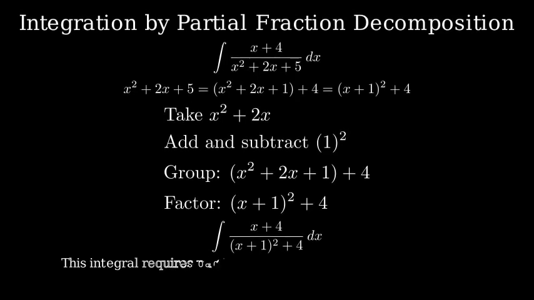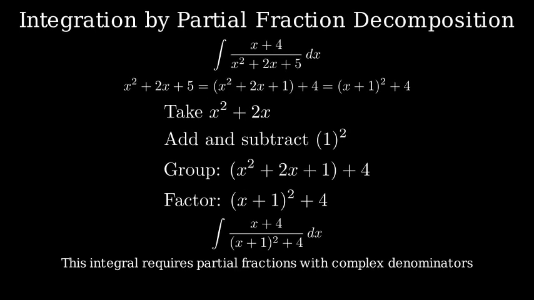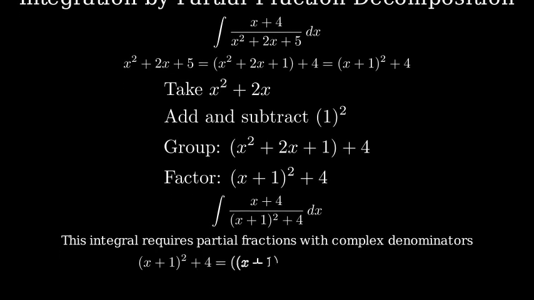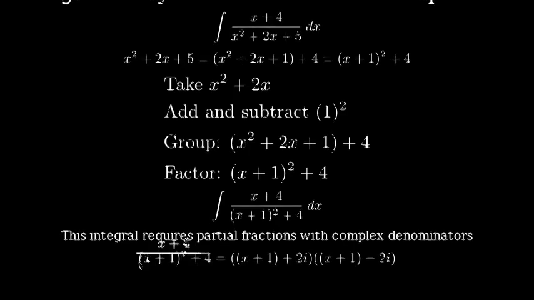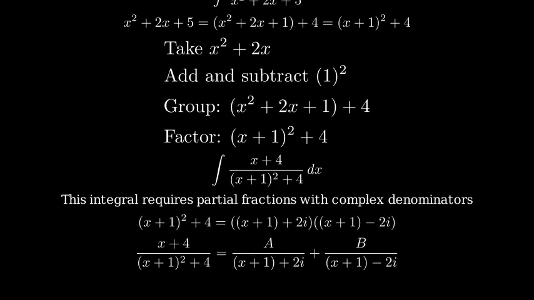For this type of rational function, we can use the method of partial fractions with complex denominators. The denominator can be factored as the product of (x + 1 + 2i) times (x + 1 - 2i). This suggests we should decompose our fraction into A over (x + 1 + 2i) plus B over (x + 1 - 2i), where A and B are complex constants.